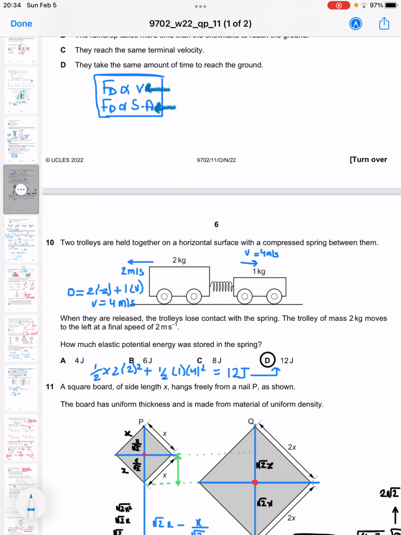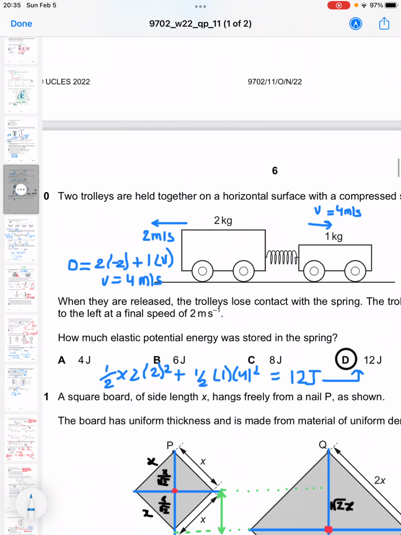So we can apply conservation of momentum. The momentum before was 0. So 0 equals m1 v1 plus m2 v2, which is minus 2 plus v into 1. So the speed of the 1 kg trolley was 4 meters per second.